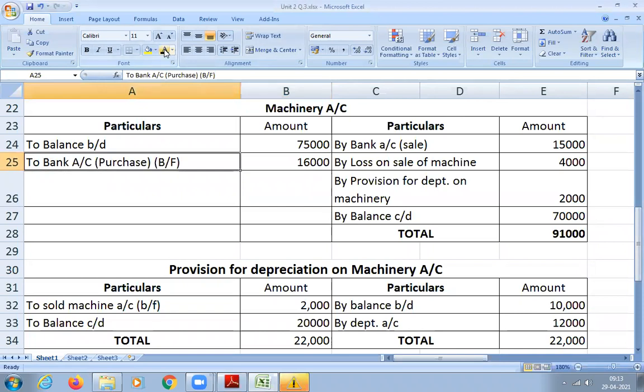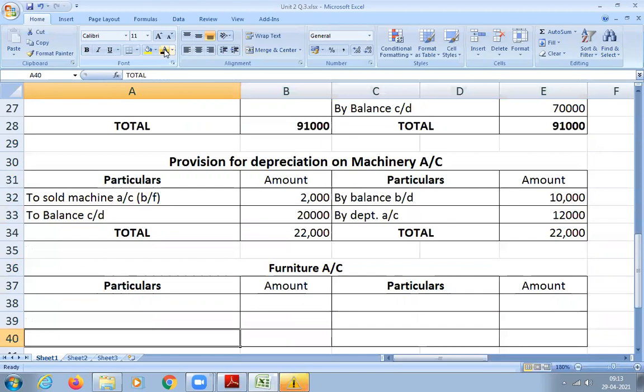So the balancing figure is 16,000, that we can write easily as bank account because it's a purchase. Profit cannot be there because they incurred the loss. So now the total will be 91,000 on both sides. Is it clear, students? Yes, sir. Okay.